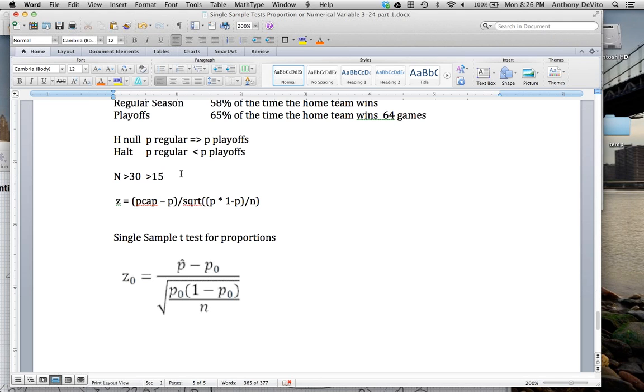So you need both of them. You could have 15 and 15. That'd be okay because it's 30 and both sides are 15. But you need both sides to be at least equal to 15, and the total to be over 30. Okay, so in this case, we're only going to use the z-score.